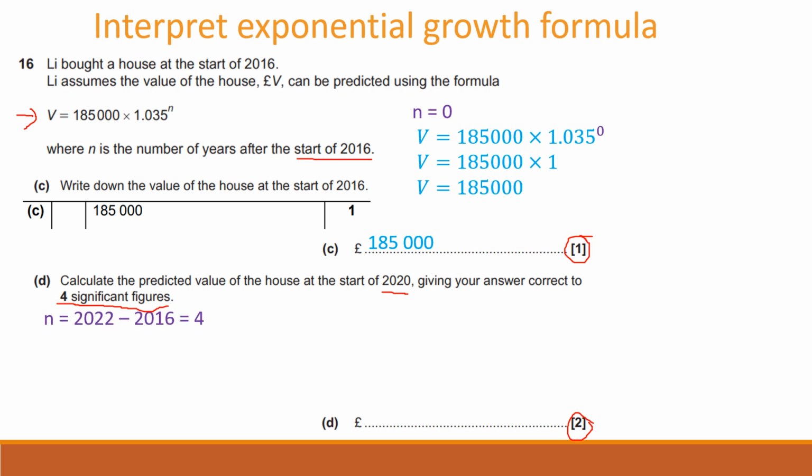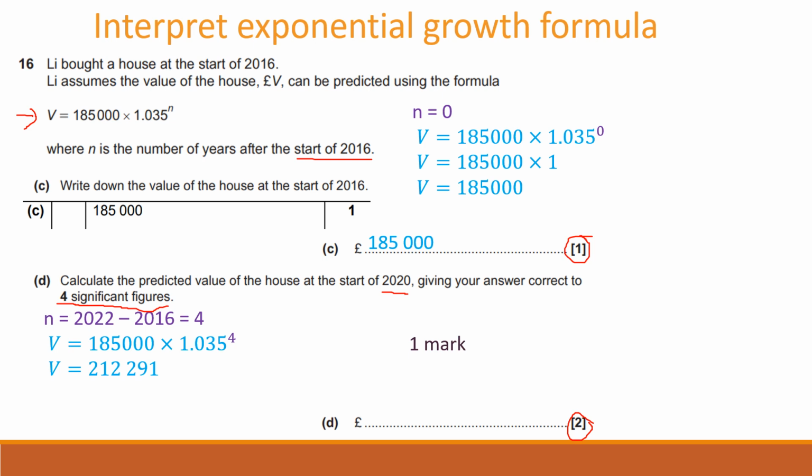Now we've got n equals 2022 take away 2016, which is equal to 4. So that is the number of years. Now the number of years is going to be my initial amount, which is 185,000 times by 1.035 to the power of 4, and that is worth 1 mark. Now I need to type that into my calculator.